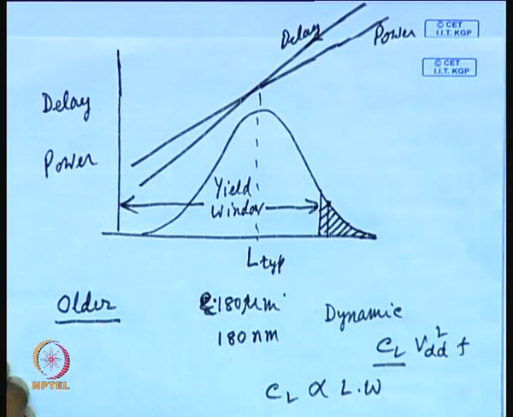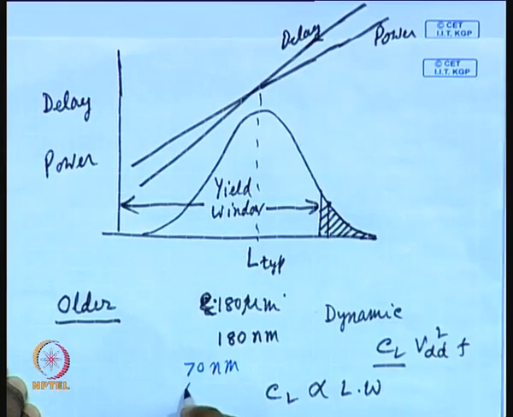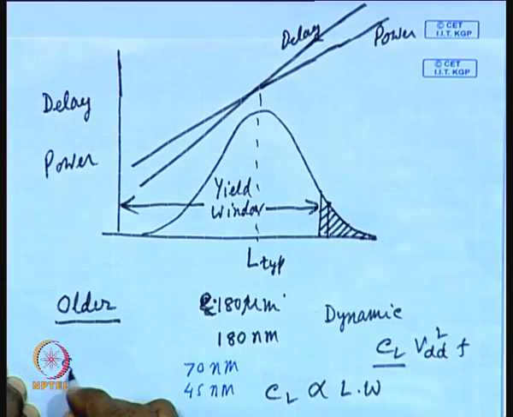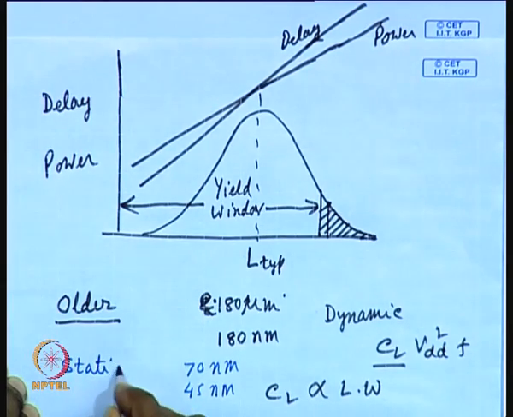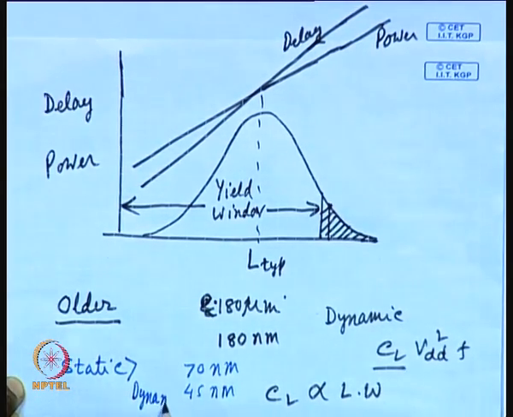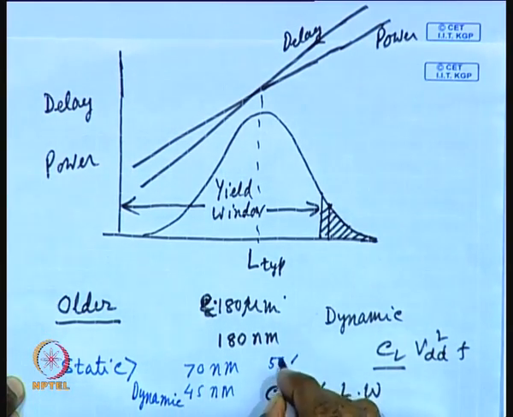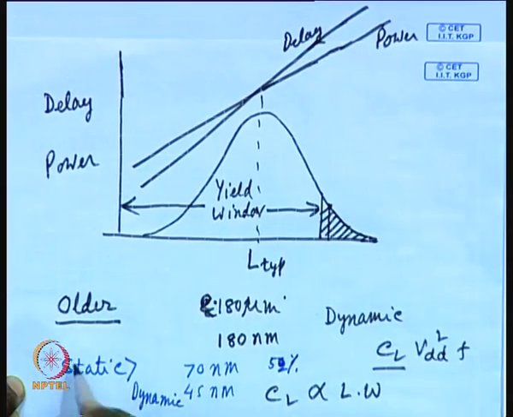However, in the present day technologies, say in 70 nanometer or say maybe 45 nanometer, as you know, the static power dissipation is greater than dynamic power. That means, not only static power is significant, but it is more than the dynamic power. As you know, in 70 nanometer it is about 52% of the total power, that means static power dissipation is larger.